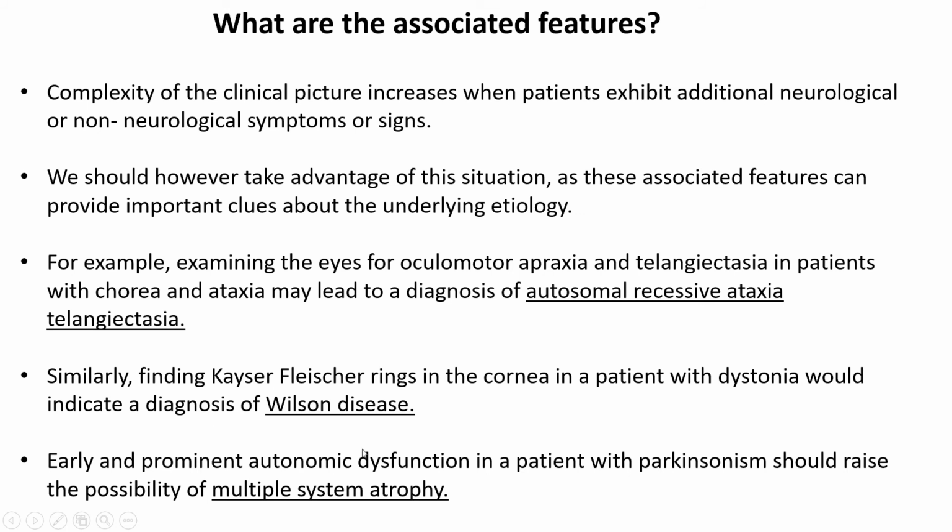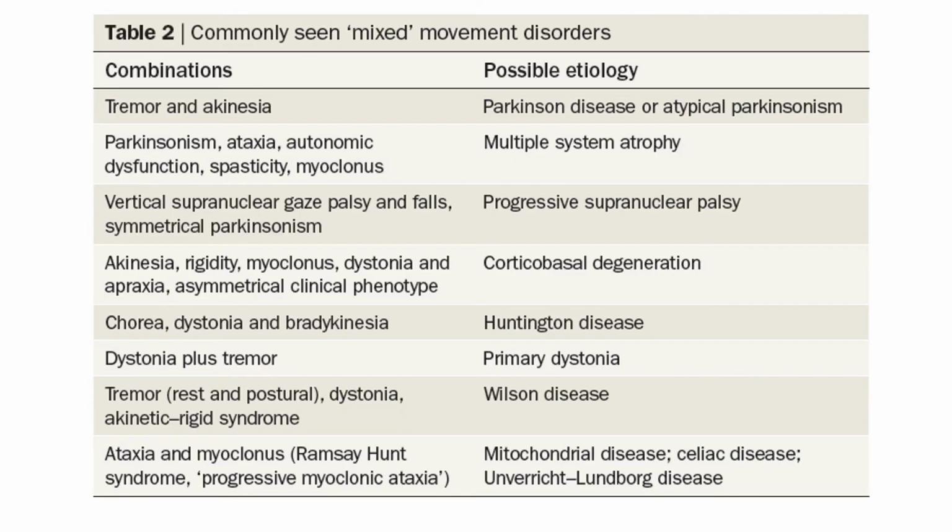For example, in a patient of Wilson disease, finding of Kayser-Fleischer rings, or in the patient of multiple system atrophy, finding of an early and prominent autonomic dysfunction, whereas in an otherwise Parkinsonism patient it should raise a suspicion of multiple system atrophy. So commonly seen mixed movement disorders, for example, in Parkinson or atypical Parkinsonism, tremor and akinesia may coexist. In multiple system atrophy, as already seen, Parkinsonism may be associated with ataxia, prominent autonomic dysfunction, spasticity and myoclonus.